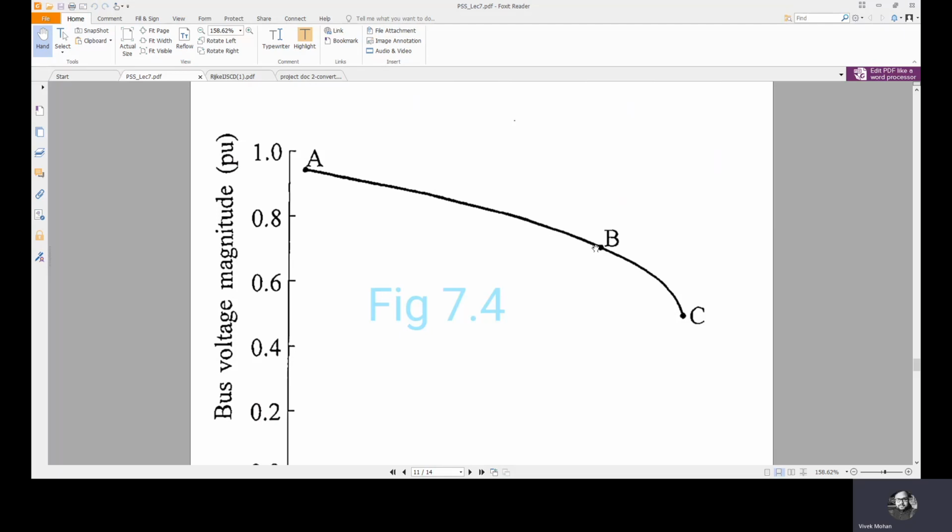We know that there is a direct coupling between reactive power injection to the bus and the bus voltage, but we have an indirect coupling between active power injection and bus voltage. It can be active power transferred.